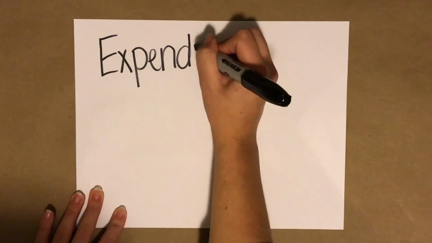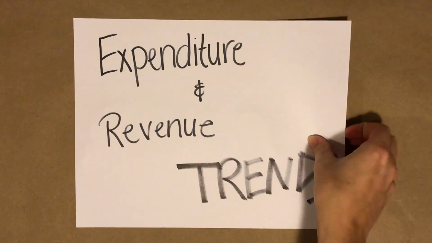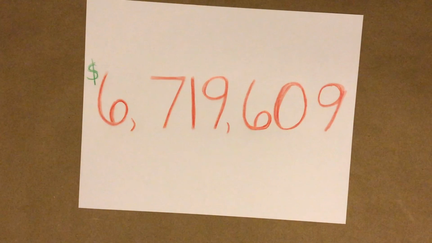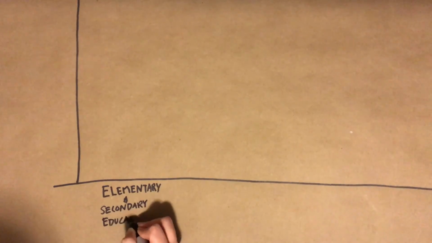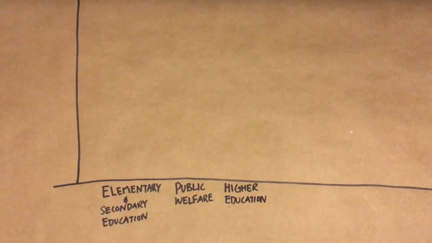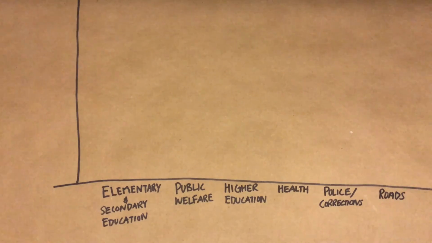The final piece to this puzzle is analyzing the expenditure and the revenue trends. In 2016, Franklin, Indiana's total expenditure was $6,719,609. Next, we're going to break down that expenditure amount of $6 million and some odd dollars. The first group is the elementary and secondary education. The second group is the public welfare. Third, higher education. Fourth, health and hospitals. Fifth is the police and corrections, and then lastly is the roads.